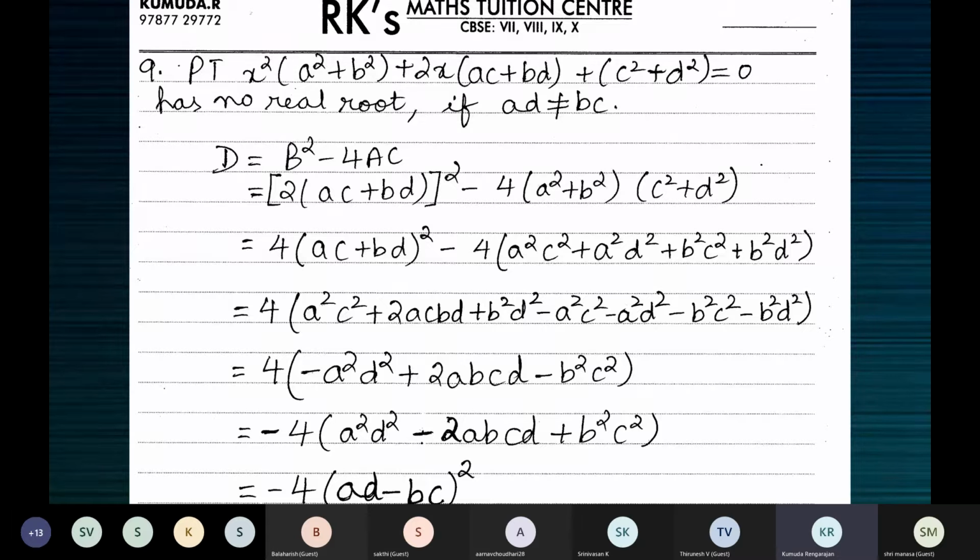See, we negated one thing. AD minus BC is not 0, so it can be either positive or negative. But AD minus BC the whole square, when you square a positive value or a negative value, it becomes or remains positive. So this much we understood: AD minus BC the whole square is positive.